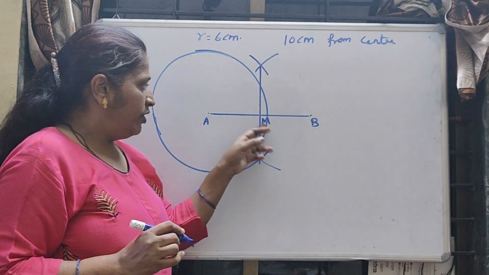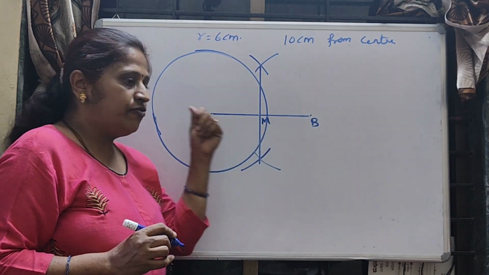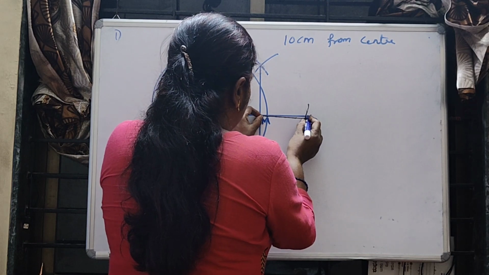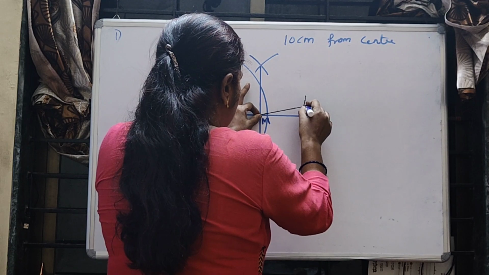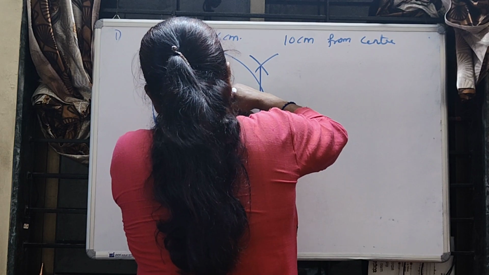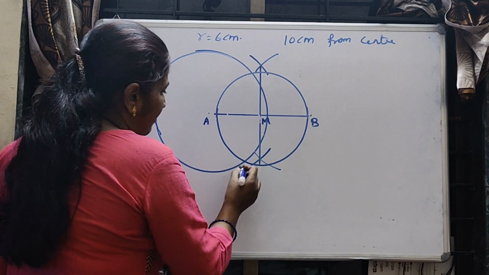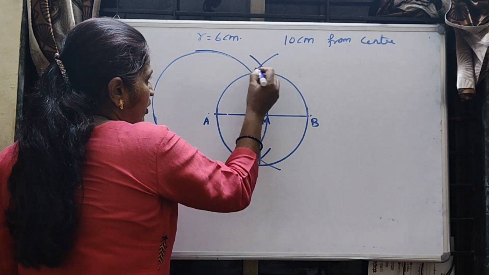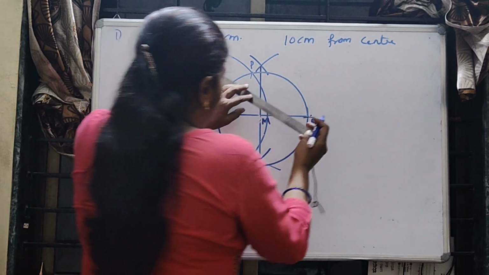As M is the midpoint, the length of AM will be equal to the length of BM. Now with M as center, take BM or AM as radius, both are the same, and draw another circle. This circle cuts the previous circle at 2 points, which we call P and Q.